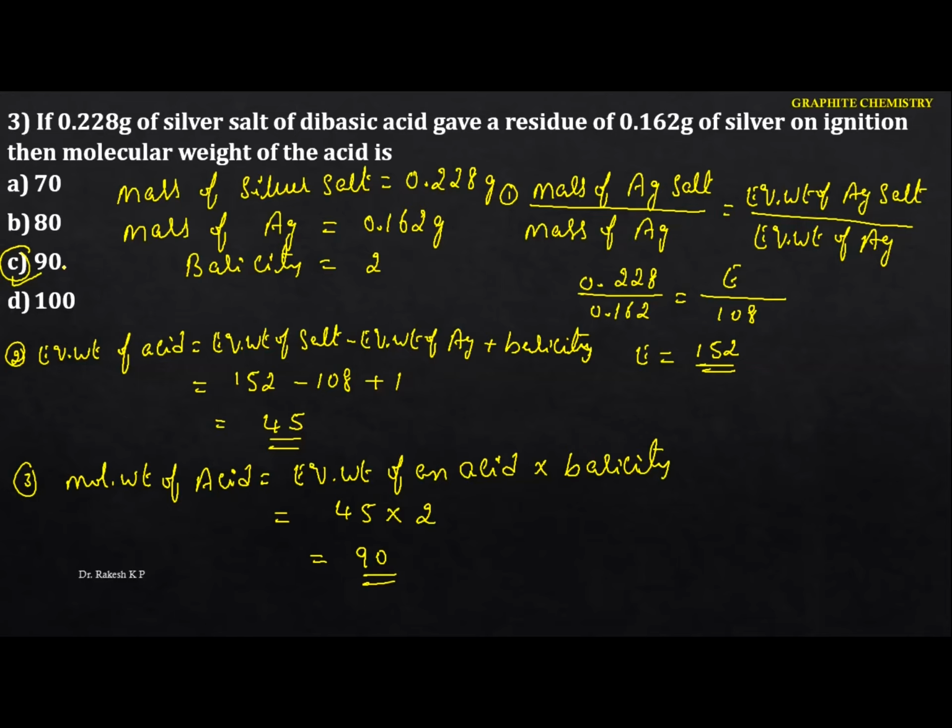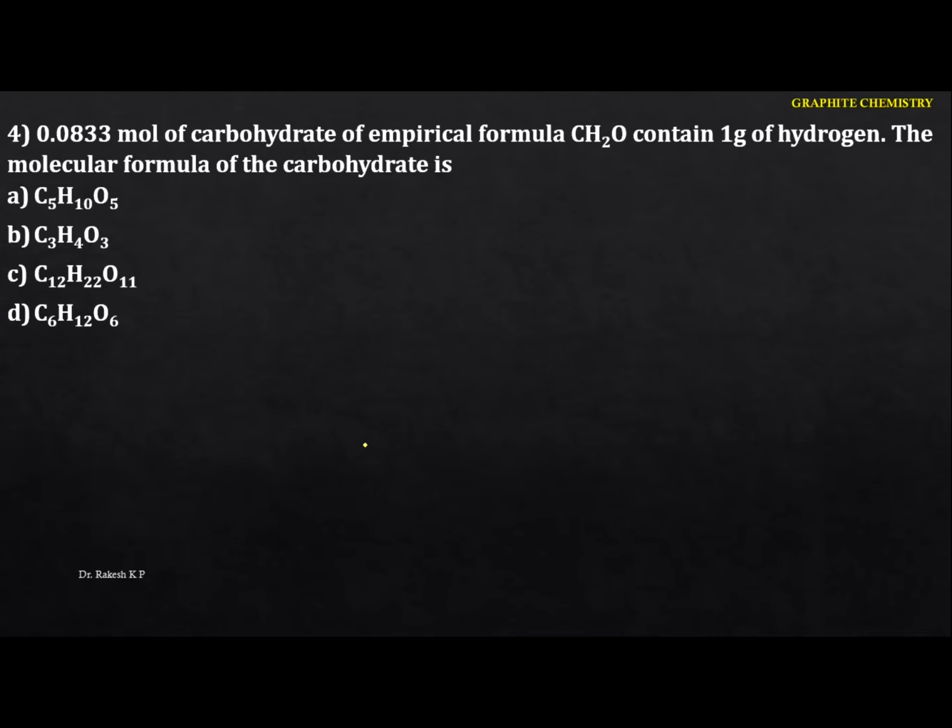Okay, so next one: 0.0833 mole of carbohydrates of empirical formula CH2O contains 1 gram of hydrogen. The molecular formula of the carbohydrate is... Okay, let me write the given conditions here. 0.0833 mole of carbohydrate, so this much of the mole. Now we have to identify the carbohydrate.